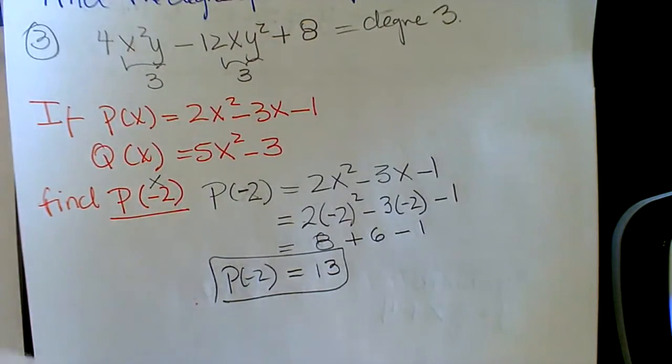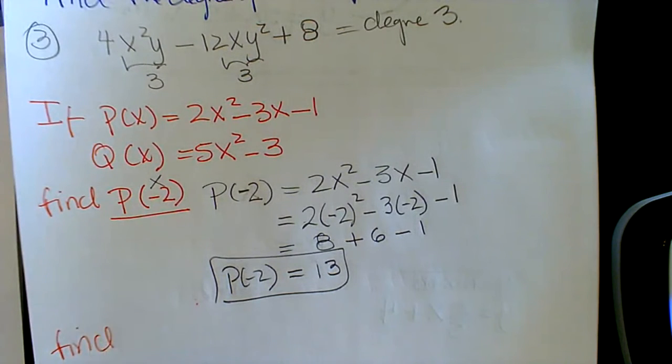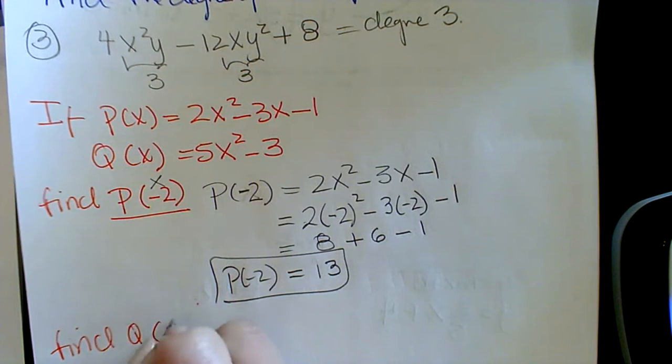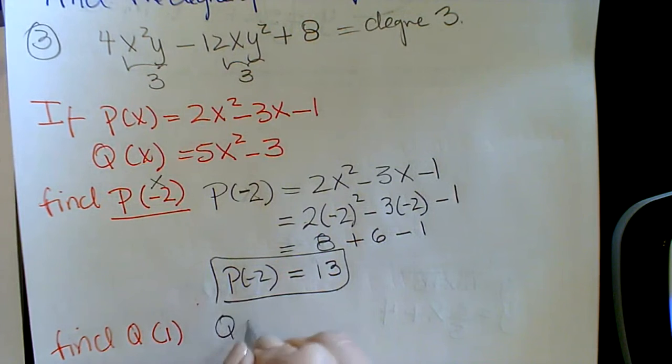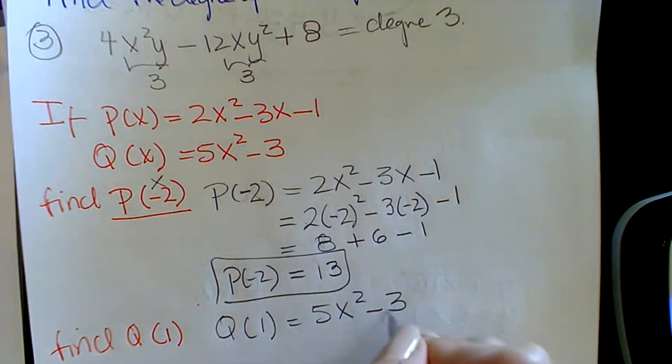Let's do one with Q. This one says find Q when x is equal to 1. Okay, so let's get the equation. 5x squared minus 3. 5 times 1 squared minus 3. So this is 5 minus 3 is what? 2. All right.